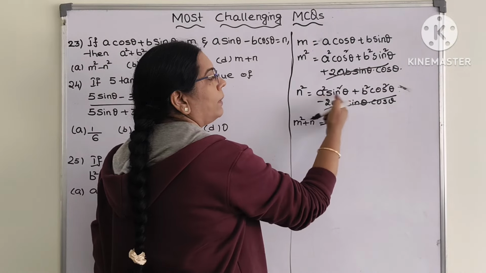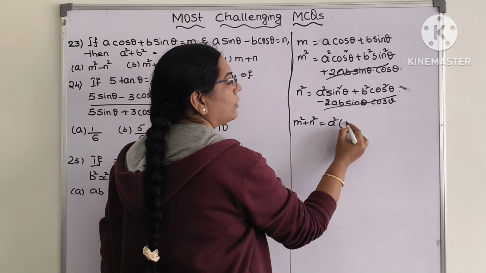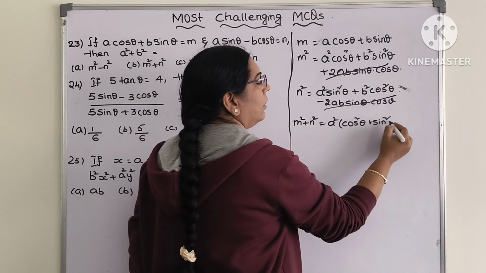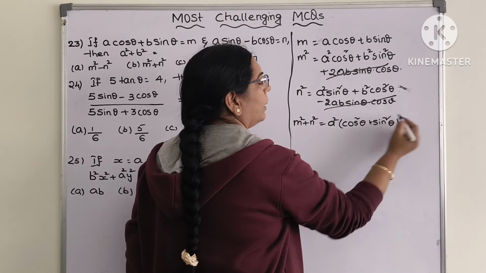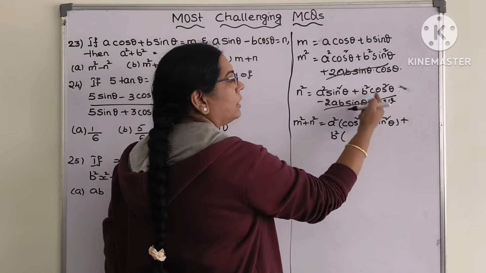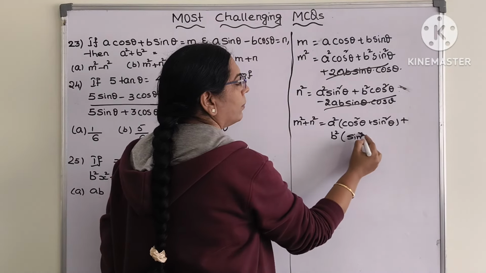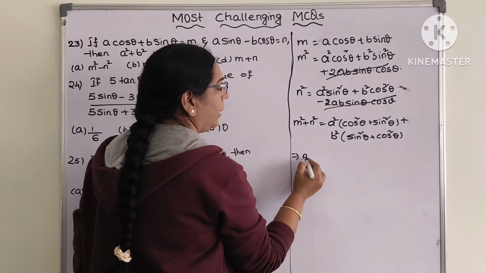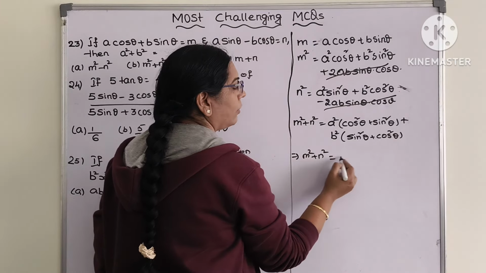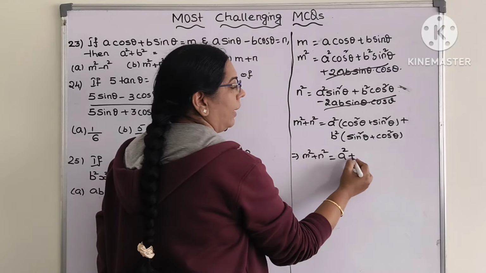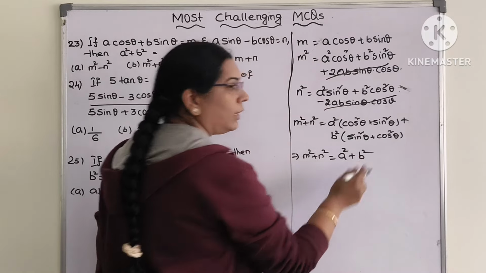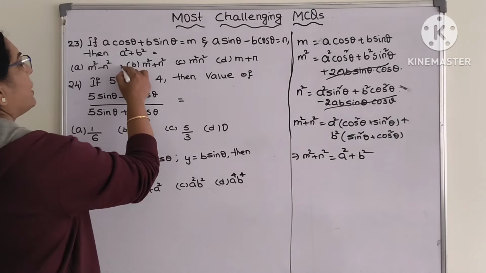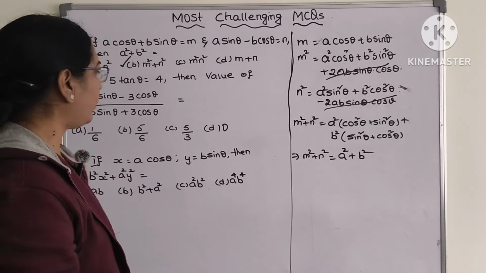A square cos square plus A square sin square. So I will take A square common. So it will be cos square theta plus sin square theta, and then take B square common. So it will be B square into sin square plus cos square. So M square plus N square is equal to A square times 1, since cos square theta plus sin square theta is 1, plus B square times 1. So basically A square plus B square value is M square plus N square. Option B is the correct one.